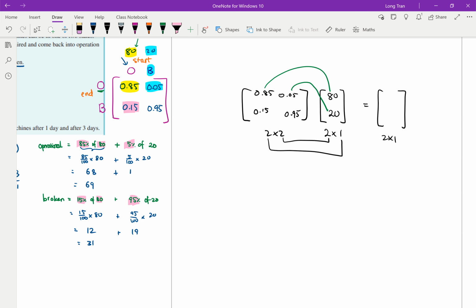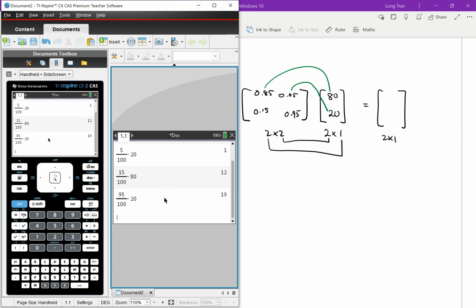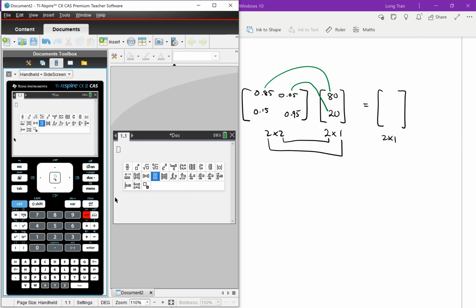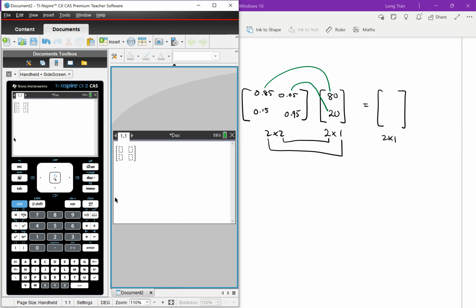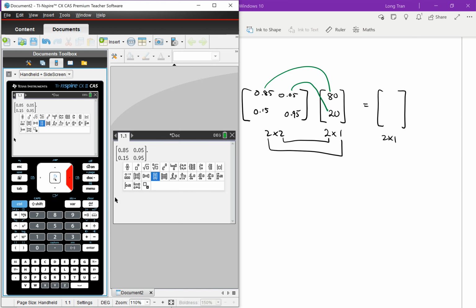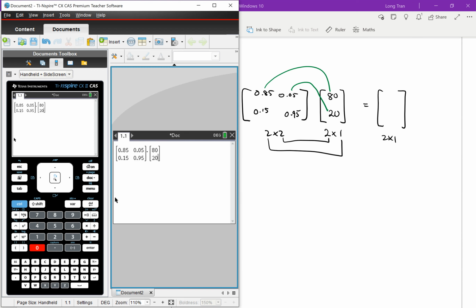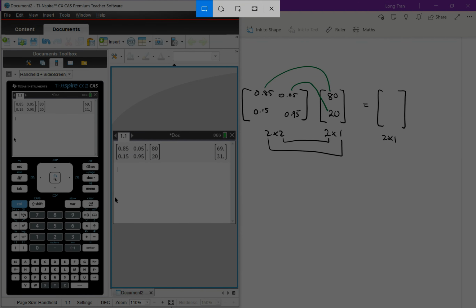And so actually when you type in your CAS, so if I go back to my CAS now, instead of doing it manually before, I could have gone straight to the transition matrix, which is 0.85, 0.05, 0.15, and 0.95 multiplied to the starting matrix, which is how much I had to begin with, 80 and 20, so 80 operational, 20 broken. You see, I get 69 and 31 straight off the bat. So this is day 1 of the matrix.